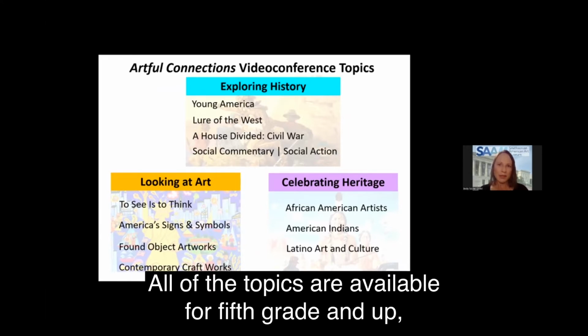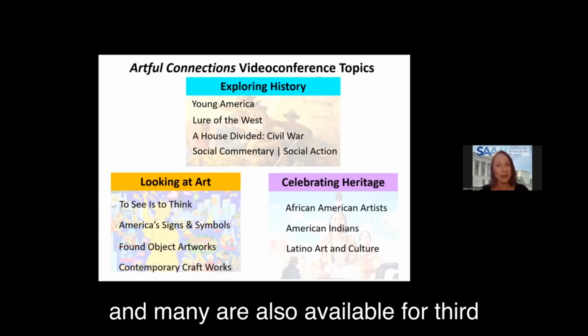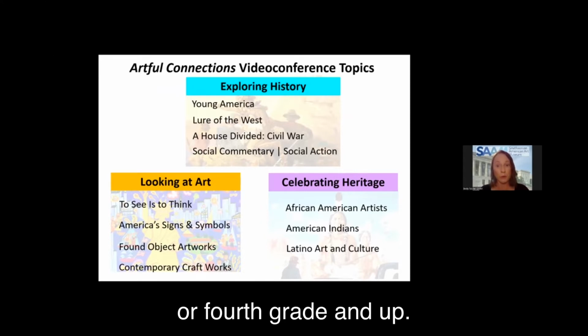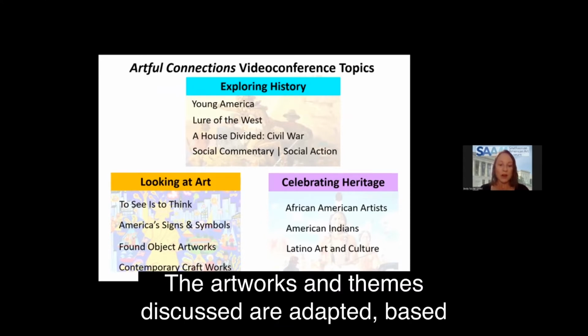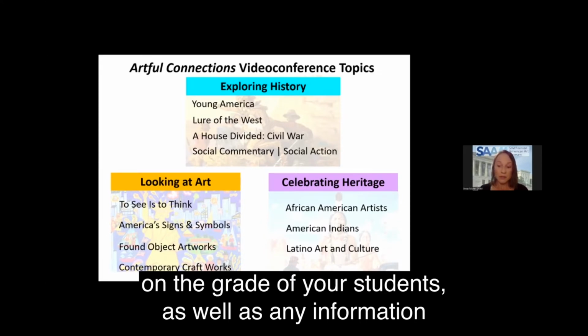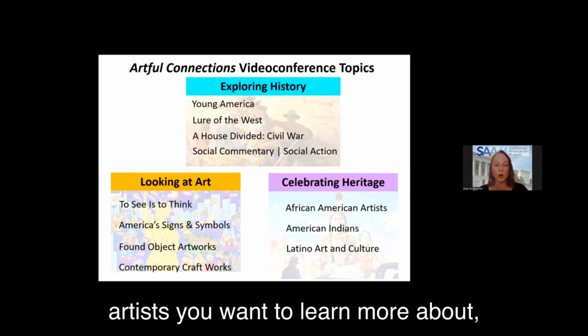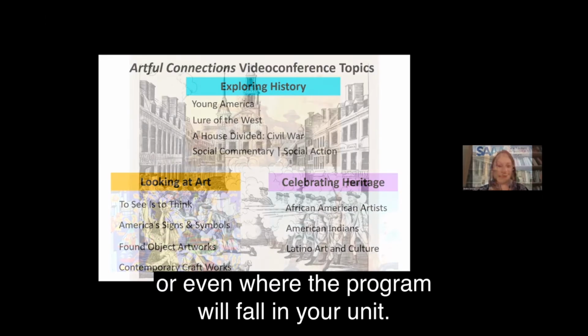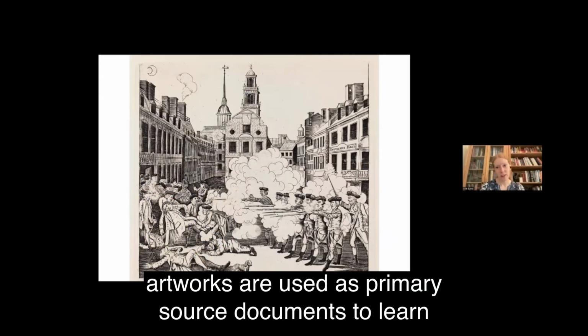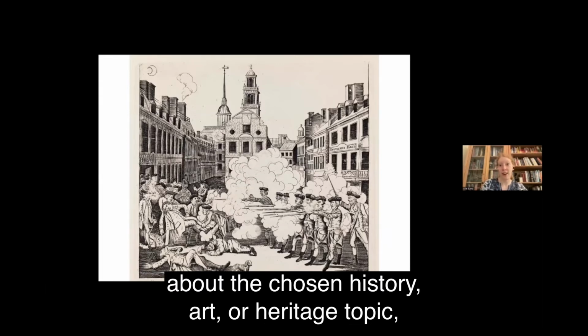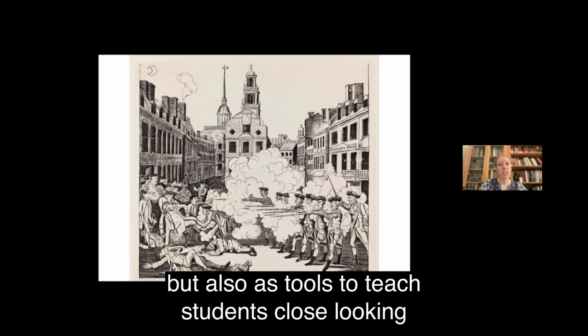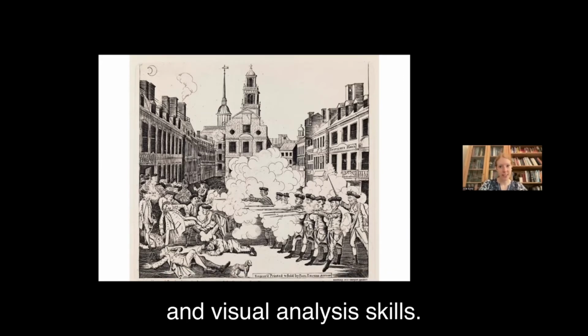All of the topics are available for 5th grade and up, and many are also available for 3rd or 4th grade and up. The artworks and themes discussed are adapted based on the grade of your students, as well as any information that you might give about themes to focus on, artists you want to learn more about, or even where the program will fall in your unit. In an Artful Connections lesson, artworks are used as primary source documents to learn about the chosen history, art, or heritage topic, but also as tools to teach students close looking and visual analysis skills.